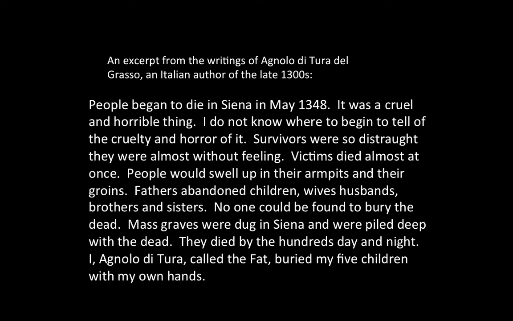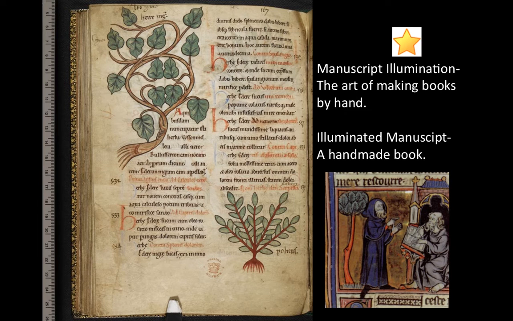I just include that so that you can try and imagine how this would have affected people of the 1400s. So we're going to look at some artwork where you can see some of the lasting effects of this event. We're going to look at some examples from illustrated manuscripts, and an illuminated manuscript is a handmade book. And the art of making books by hand is referred to as manuscript illumination.